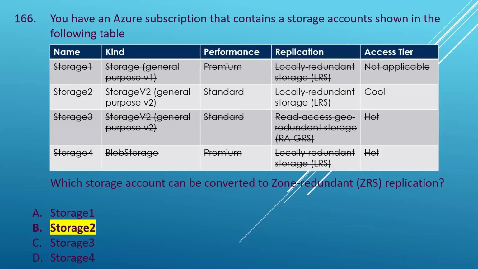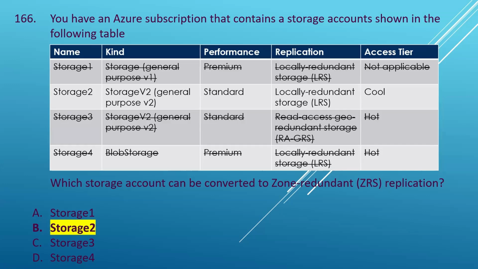So friends, I now hope you understand why storage 2 has been chosen as the correct choice here based on all the documentation I showed you, and what are the reasons why we have eliminated storage 1, storage 3 and storage 4 here. But if you still have any doubts, please post them in the comment section.